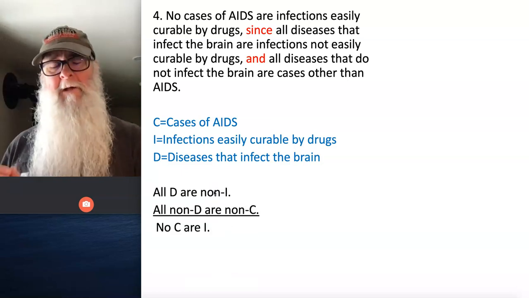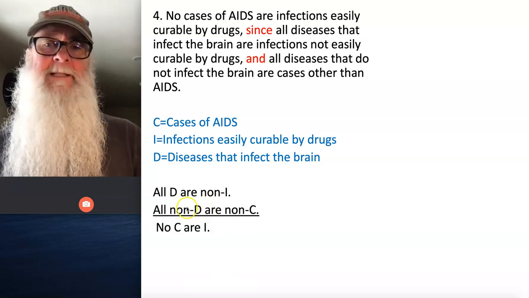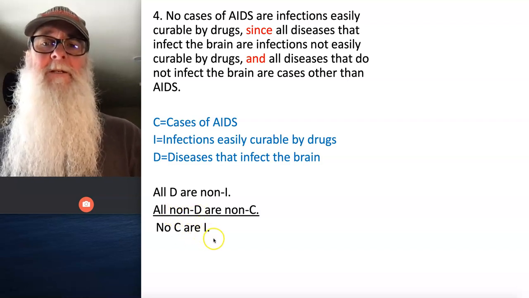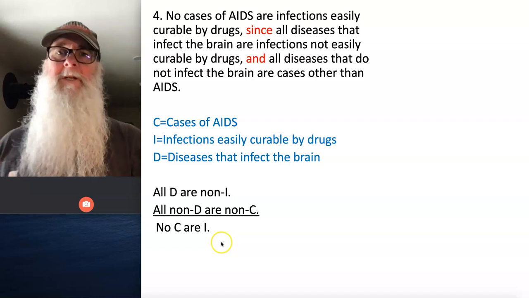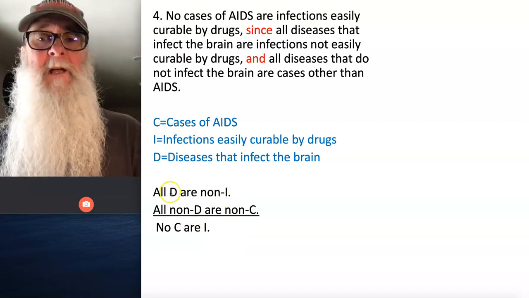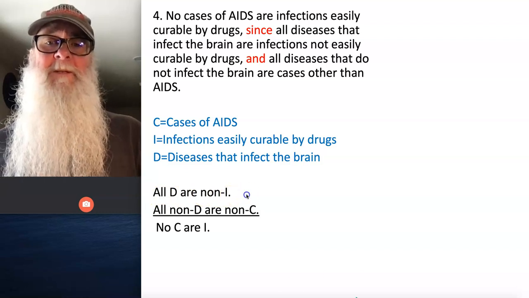Using these letters to represent the argument symbolically, we have: All D or non-I. All non-D are non-C. Therefore, no C or I. We've got too many terms, so we want to use conversion, obversion, and contraposition to reduce down the number of terms to 3. We can do that really easily with the first premise by simply obverting it.